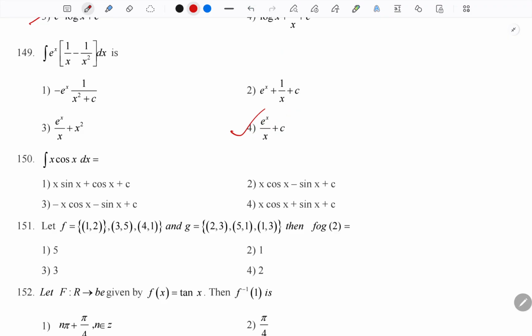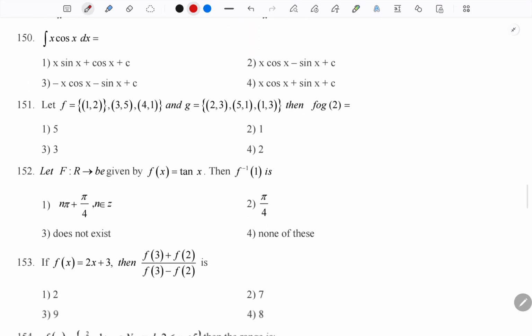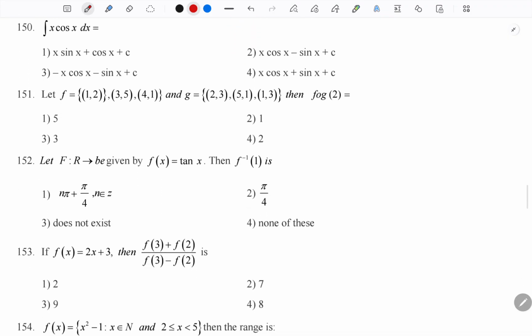Option 4. Next, integral of x cos x. Now you tell me, write the shortcut trick first and then tell me the answer. So isolate, right? Which one is first? It's a first function, it's a second function. So it is x, it is cos x.